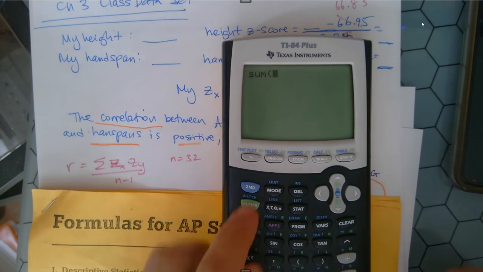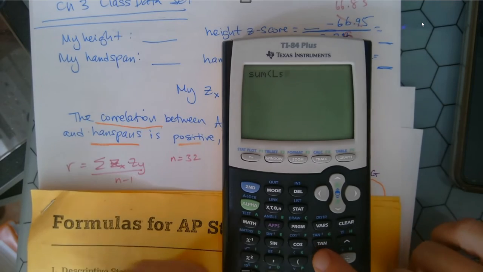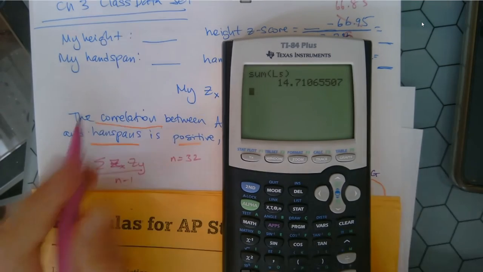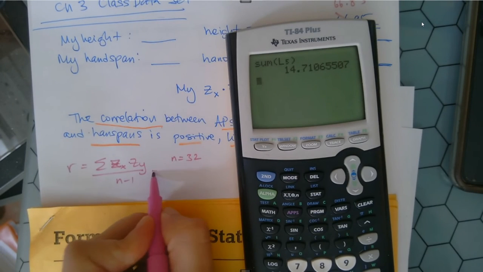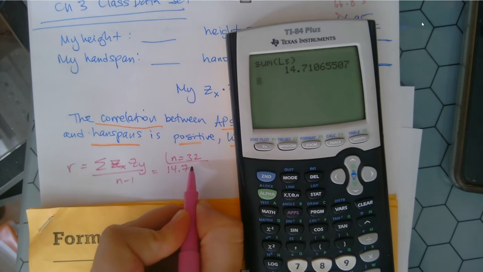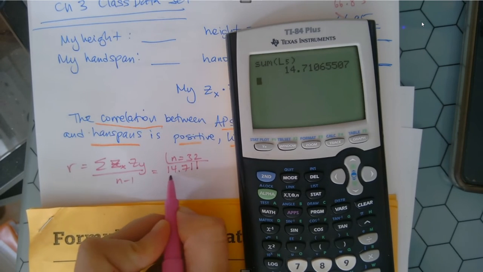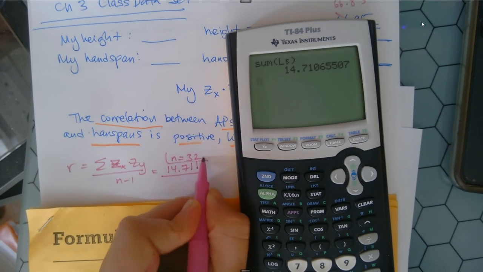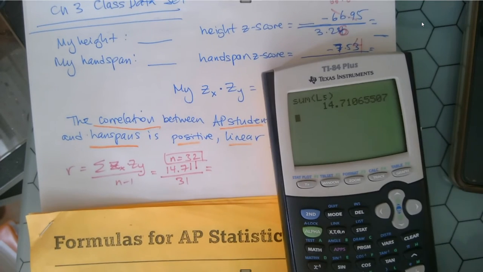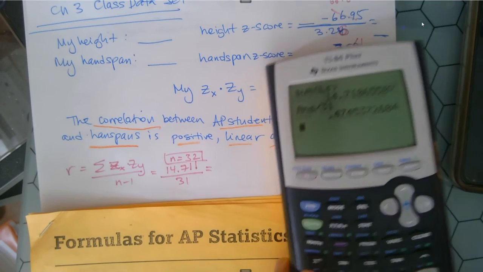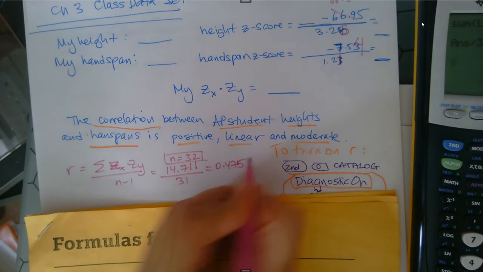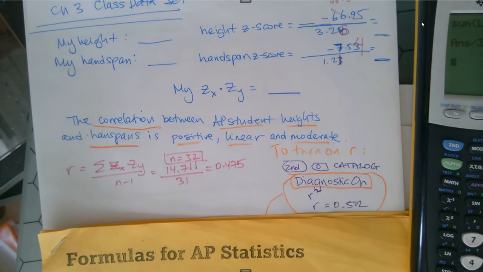And I would like to take the sum of list 5, which is my multiplied z-scores. So when I take the sum of my list 5, this is a number I recognize from the sheet, I get 14.711. And then I'm going to divide that by n minus 1. And that's going to be my correlation coefficient. And what we're going to say, this is our calculated correlation coefficient.